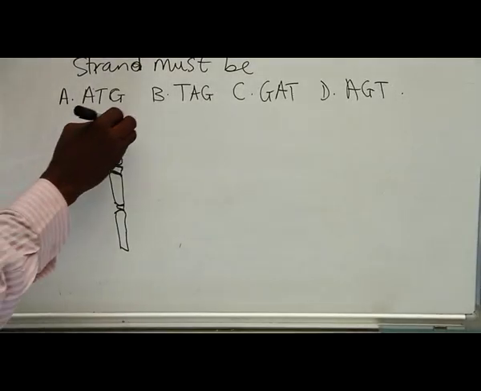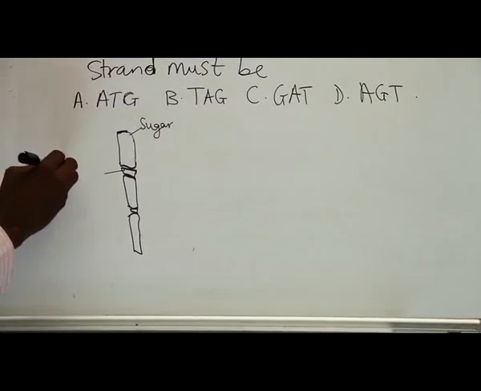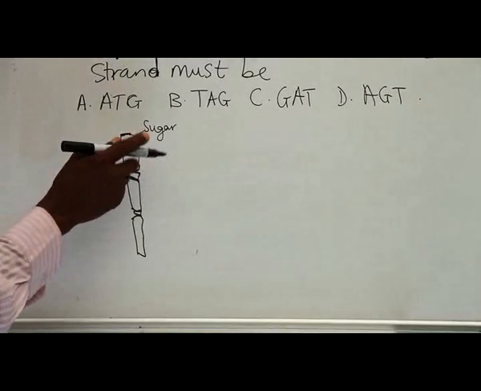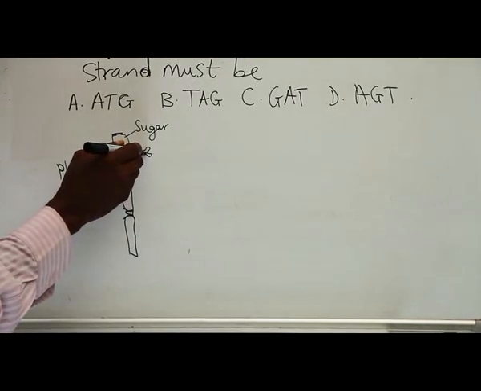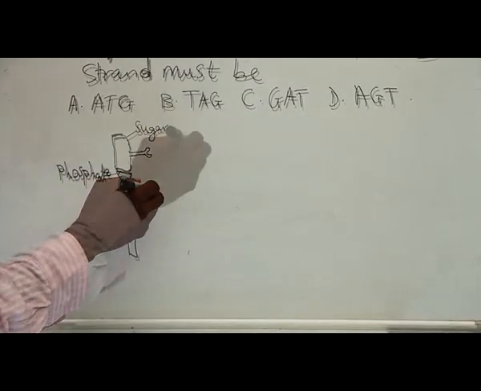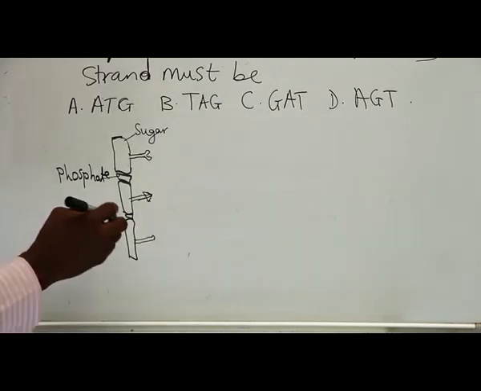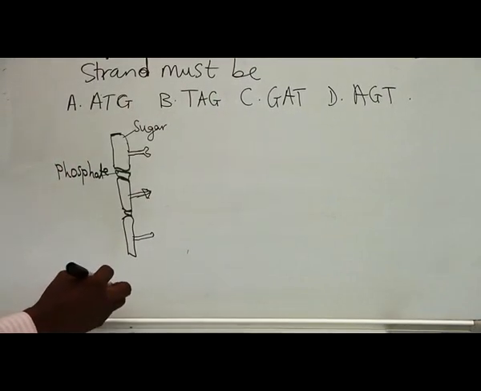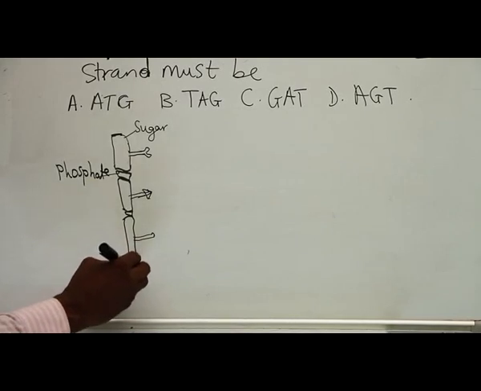So this is sugar, this is phosphate. Now the sugar molecule has a nitrogenous base attached to it. Then we'll have another one here. This chain is the strand we're talking about here, a strand of DNA, and this strand is what we call a nucleotide.